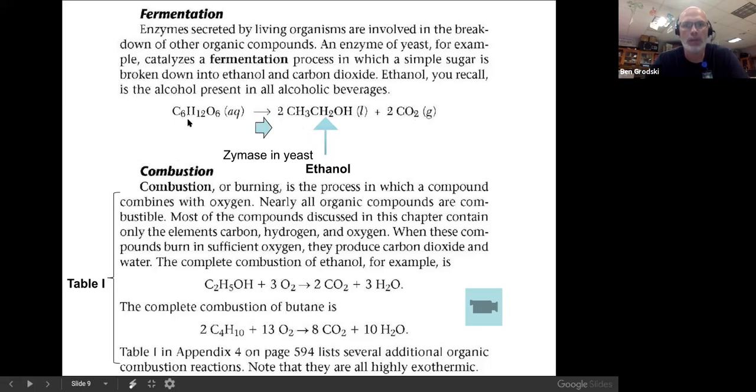So how does sugar become ethanol? Well, zymase is an enzyme in yeast that helps this process along. So when we ferment sugar to make alcohol, and we do this in every alcoholic beverage, in order to make beer, wine, or liquor, this is done. The process might be slightly different in how we purify it.